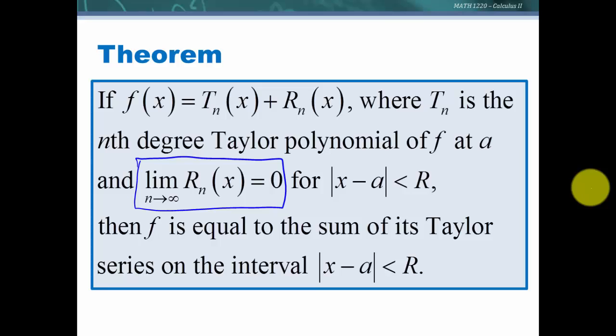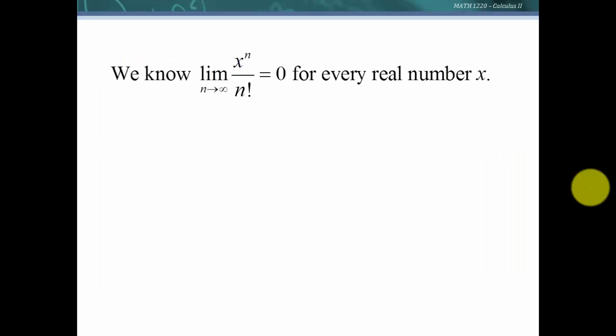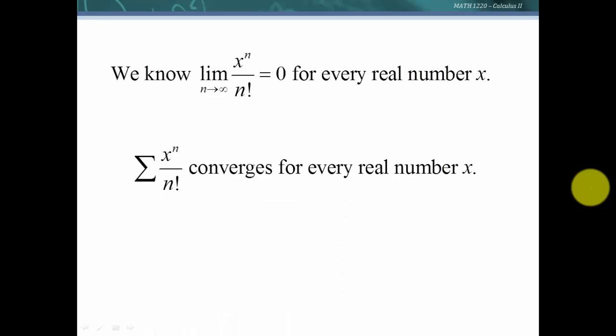Let's then go back and explore whether e to the x equals its Taylor series. So one of the things we know is the limit as n goes to infinity of x to the n over n factorial is 0 for every real number. How do we know that? Well, we looked at this series and we found that this series converged for every real number. It's been a little while, but remember how we did that? Maybe we'll quickly do it so we can remember.